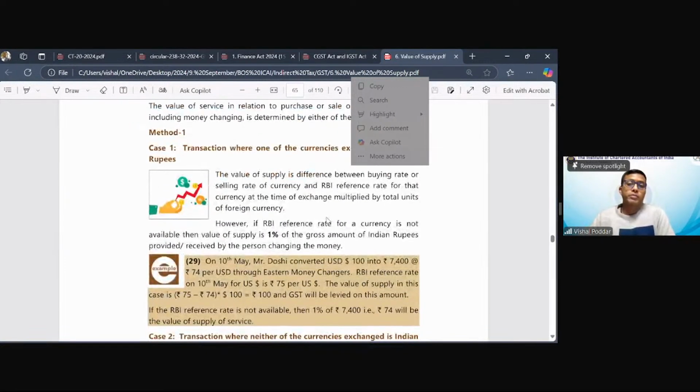Now, please understand what this valuation rule is dealing with. So let us say I'm a money changer.